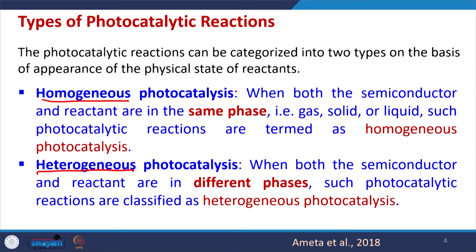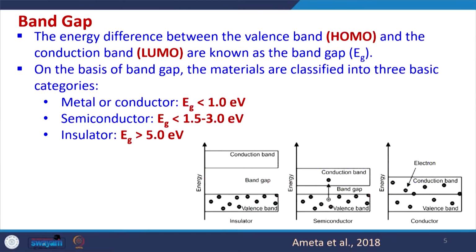In homogeneous photocatalysis, the semiconductor and the reactant are in the same phase, that is, either they are in gas phase or in solid phase or in liquid phase. Such reactions are called homogeneous photocatalysis. When the semiconductor and reactants are in different phases, such photocatalytic reactions are classified as heterogeneous photocatalysis. Most of the photocatalysis reactions used for wastewater treatment are heterogeneous photocatalysis.